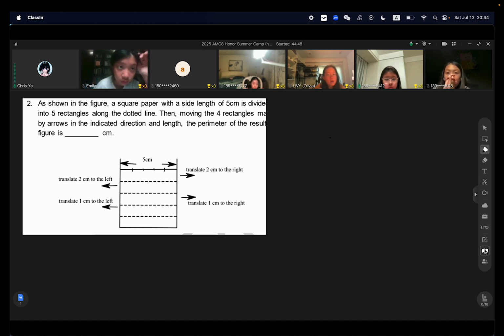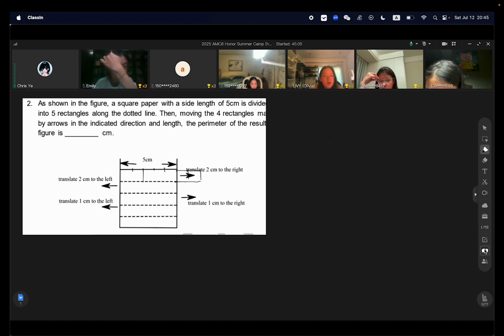So it says that the first rectangle is translated 2 centimeters to the right. So it's going to look like this, 2 centimeters. Then the second is translated 2 centimeters to the left. So we'll do the same thing. Connect these.